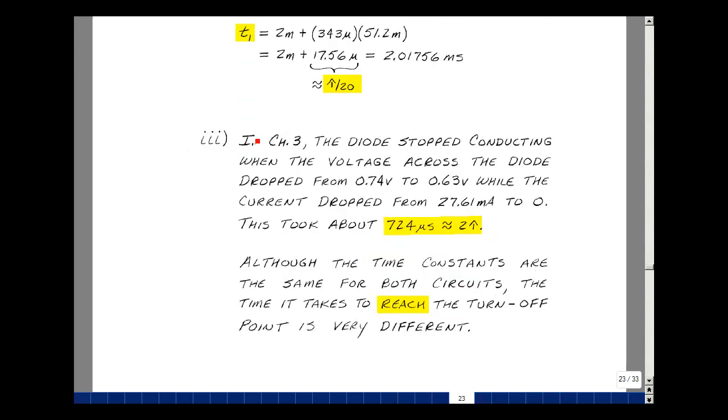In our Chapter 3 switching circuit, the diode stopped conducting when the voltage across the diode dropped from 0.74 volts to 0.63 volts. When this was occurring, the current was dropping from 27.61 milliamps to just about 0. And this took about 724 microseconds, which is about 2 time constants. The time constant in this problem we just did and the one in Chapter 3 are the same, but the switching times you can see are quite different. Here it was 724 microseconds and now it's 17.56 microseconds.